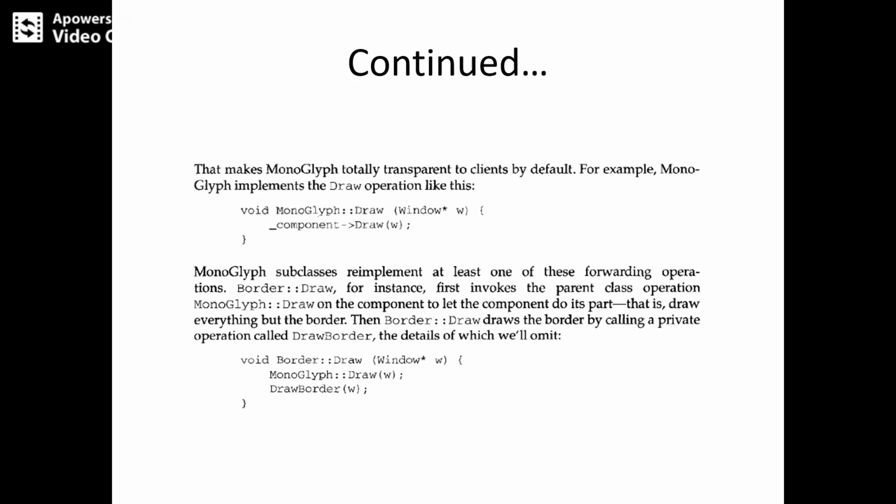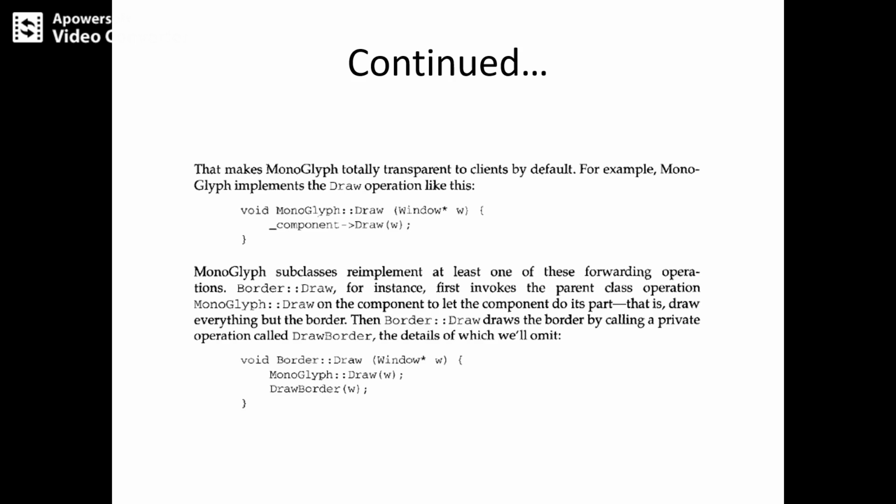Here we can notice one more thing: in Draw, the scope resolution operator with the parent class effectively extends the parent class operation to also draw the border. This is the additional facility. In this context we are not replacing the parent class operation, which would omit the call to the Monoglyph::Draw.